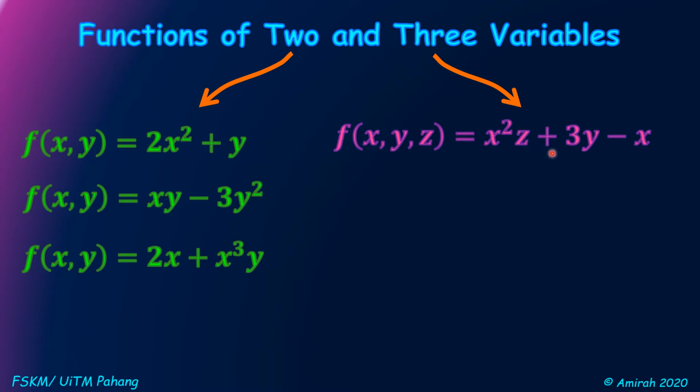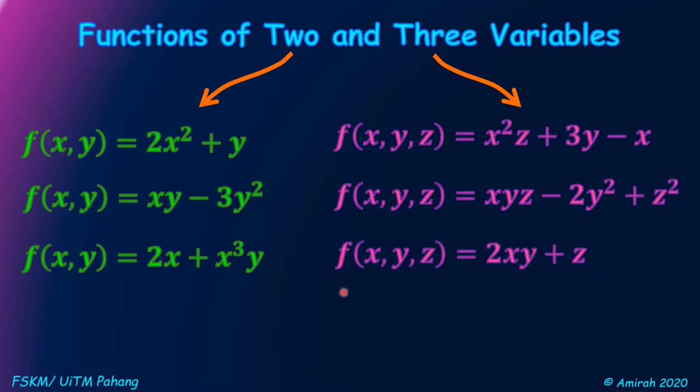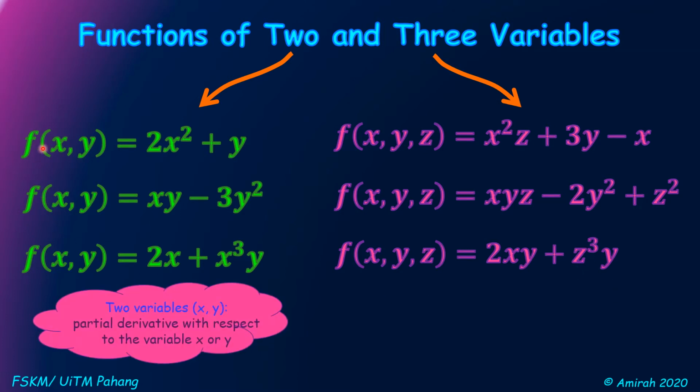Then for the function in three variables, let's say we have f(x, y, z) equals x squared z plus 3y minus x. Then let's say we have f(x, y, z) equals xyz minus 2y squared plus z squared. And let's say we have f(x, y, z) equals 2xy plus z cubed y. Alright, these are the functions of two and three variables.